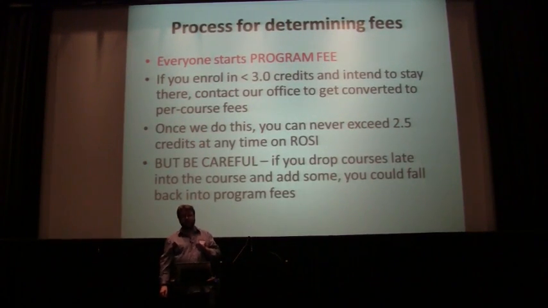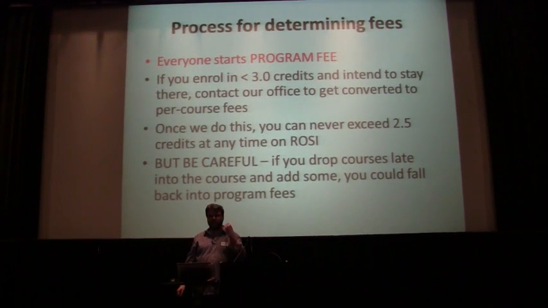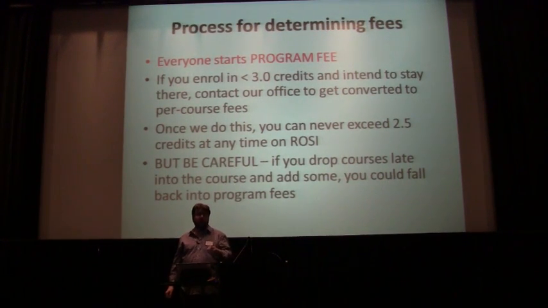As I mentioned, everyone starts on this flat fee. That's just the default. If someone is planning to do less than 3 credits and they're really sure about it, they can come to us and we can adjust you manually and put you down to the per course fees. When we do that, you're at a ceiling, which means you can't add any more than 2.5 credits, and that includes waitlisted courses. But you are now adjusted to this different fee schedule.